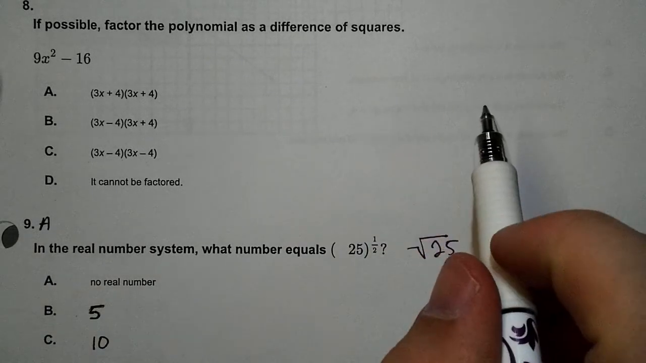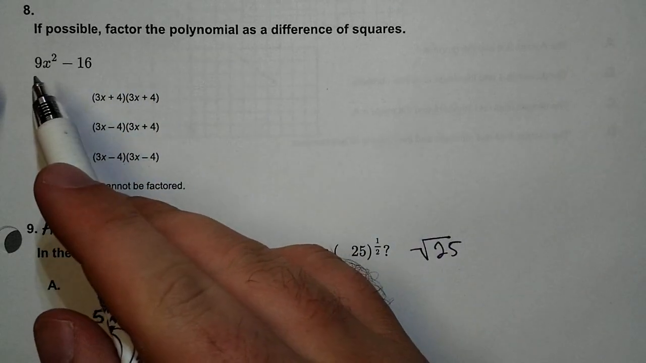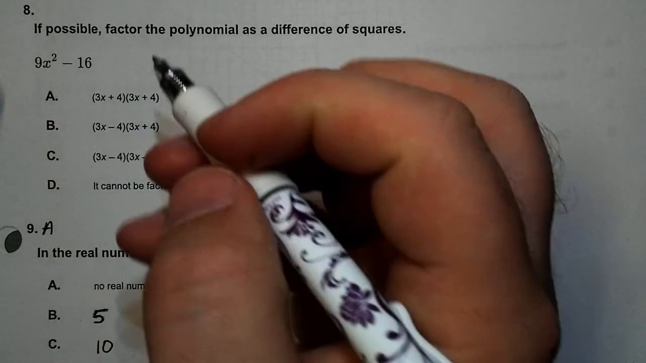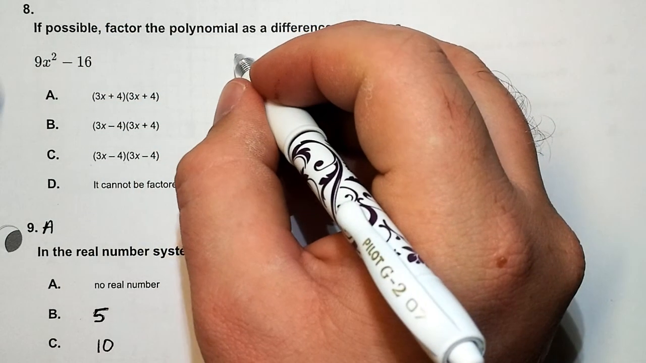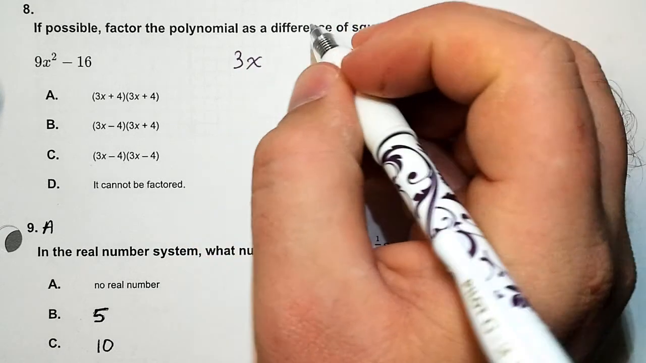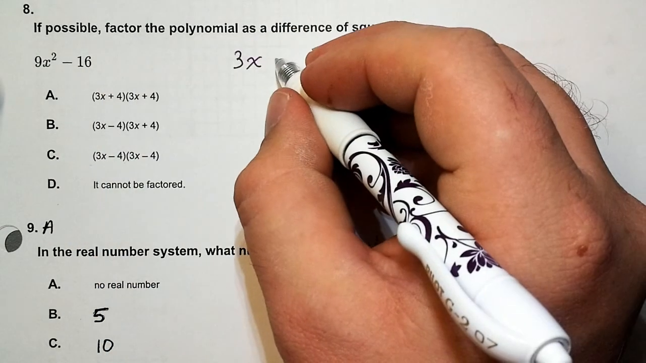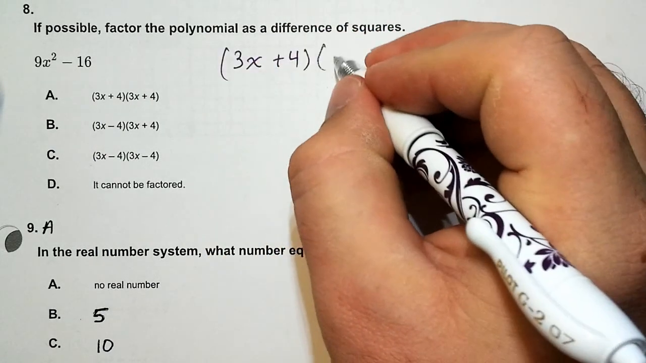Okay, this one says, if possible, factor the polynomial as a difference of squares. Well, I know 9 is a perfect square and 16 is a perfect square. The numbers I multiply together to get 9 are 3x times 3x. To get 16, it's going to be positive 4 and negative 4.